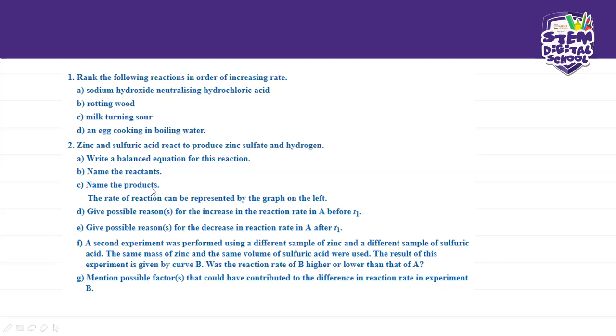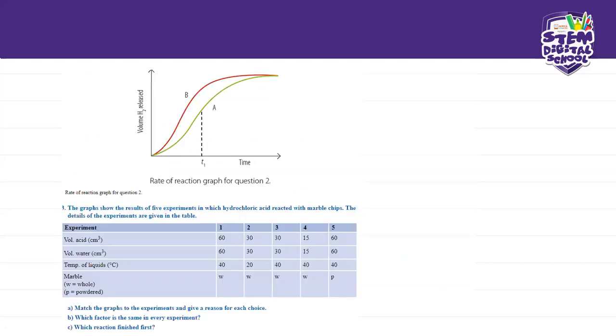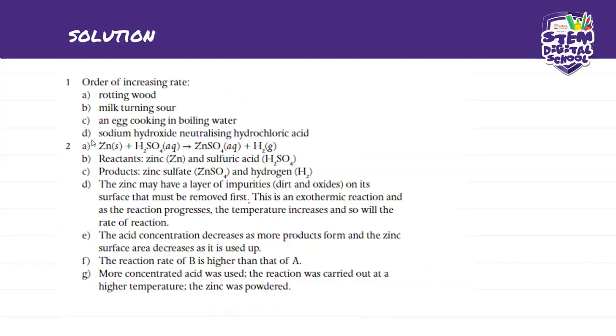Okay, so let's go and check out how we write a balanced chemical equation. So this would be our balanced chemical equation. Okay, so it's going to be zinc plus H2SO4 will give us ZnSO4 plus hydrogen gas. Do you guys see this? Okay. Does it make sense?